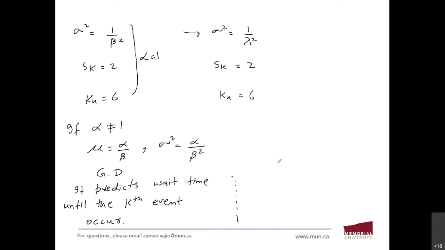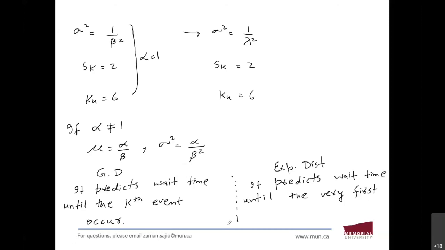However, in the case of the exponential distribution, it predicts the wait time until the very first event occurs. So what is the difference between both of them? This is applicable when the very first event occurs, and this is the wait time until the kth event occurs.